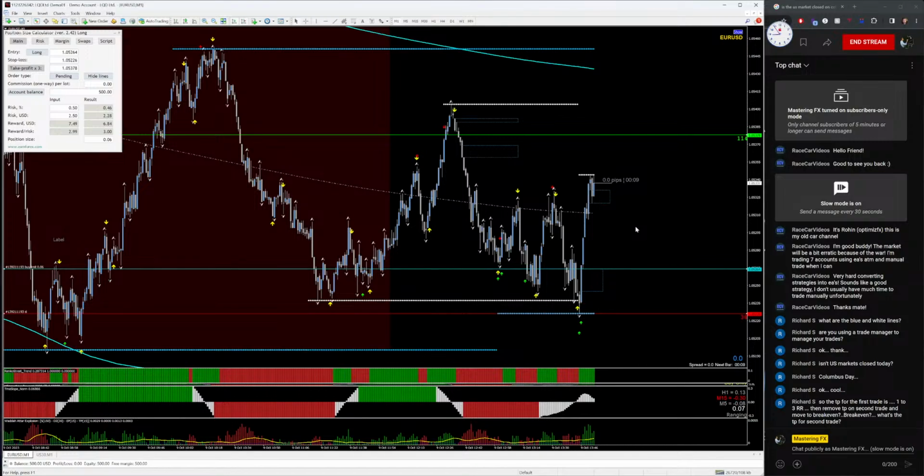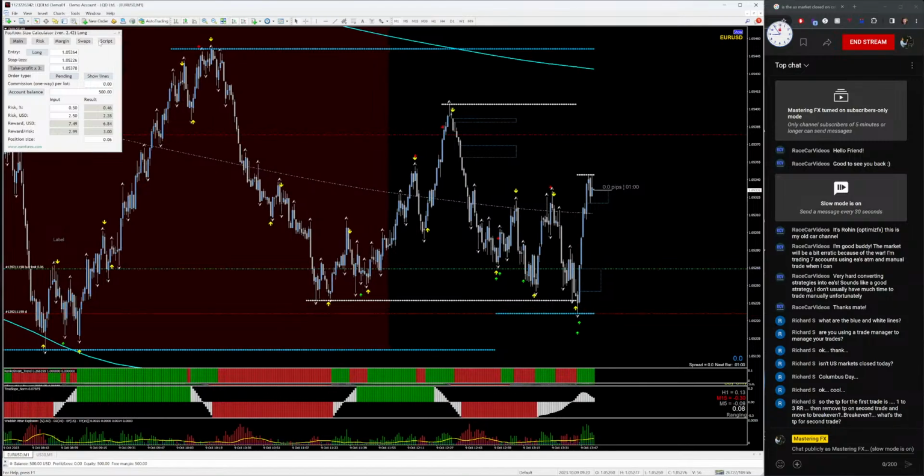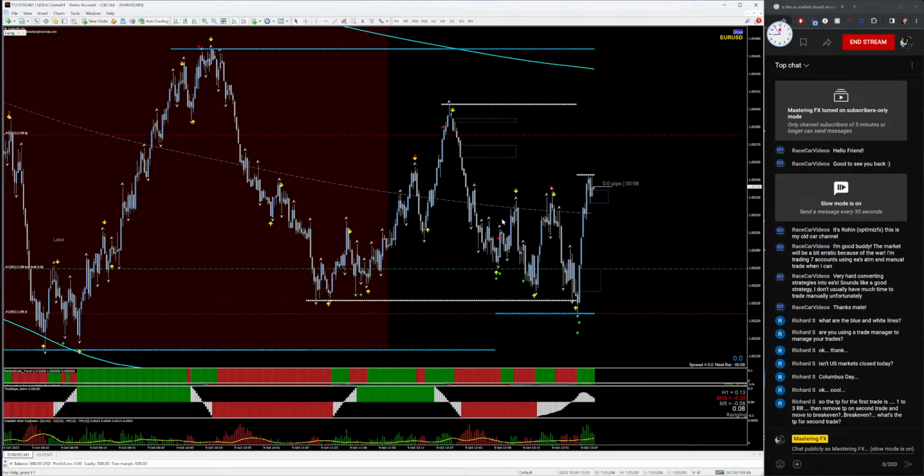So let's rinse and repeat. 1, 2 trades. I don't think it changed much, but then we move the second profit target to the TMA band. Okay, I just moved the stop loss up a little bit. First TP for first trade 1 to 3. Yes.